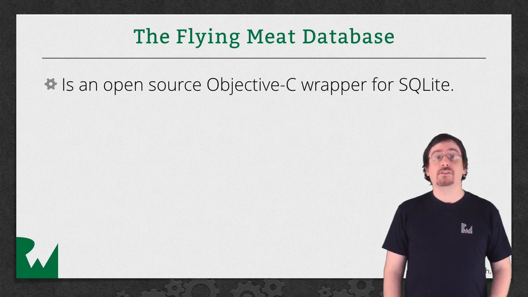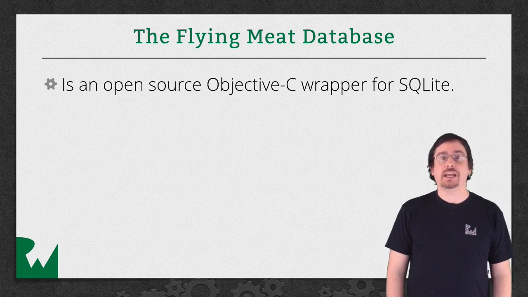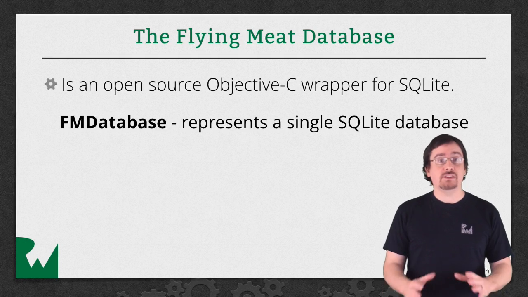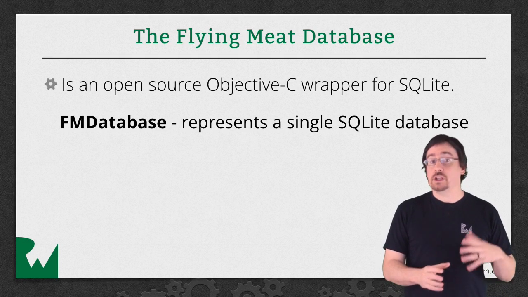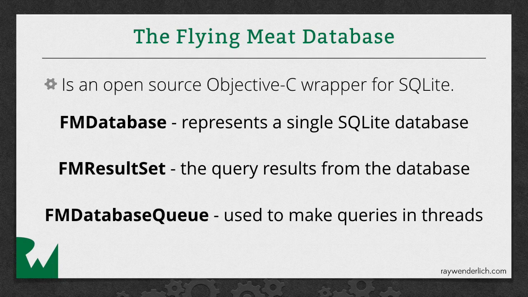Whereas SQLite is a collection of weirdly named functions, FMDB has three principal objects that we will use. The first is the FM database, and this represents your data store, and it's what you call your queries on. The next is the FM result set, and this object encapsulates the result from a query. Finally, you have the FM database queue, and this is a thread-safe way of making queries against the data store. If you're doing anything with threads, this is the class to use, but we won't be covering it in this tutorial. To see FMDB in action, let's just check out the demo.